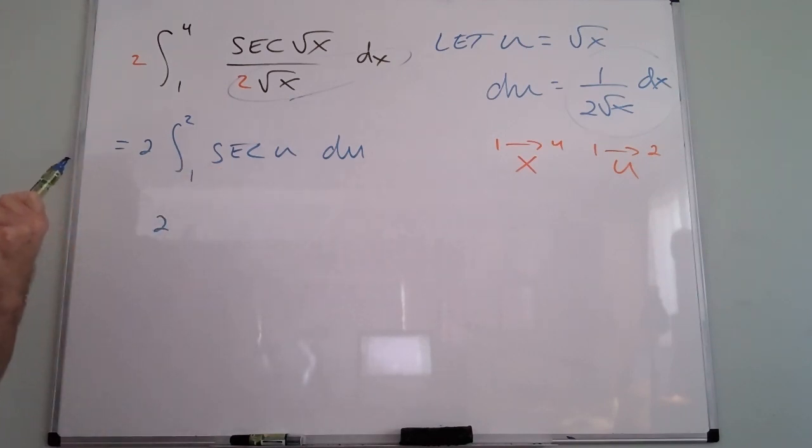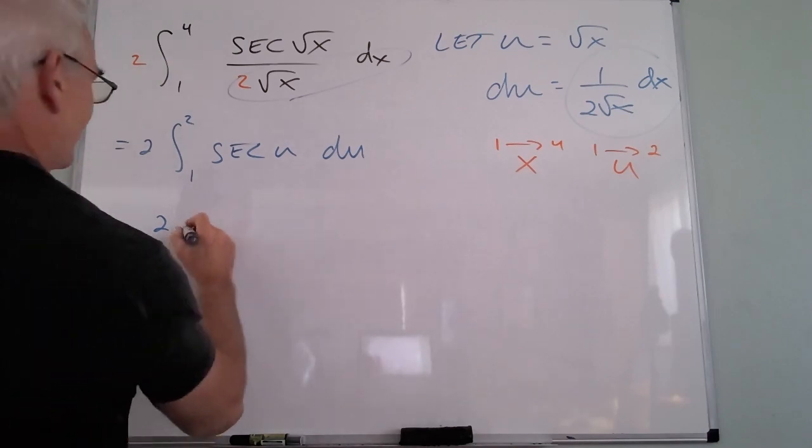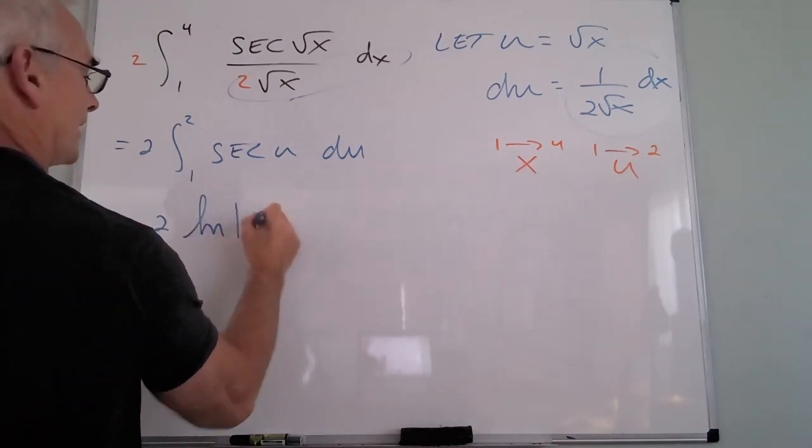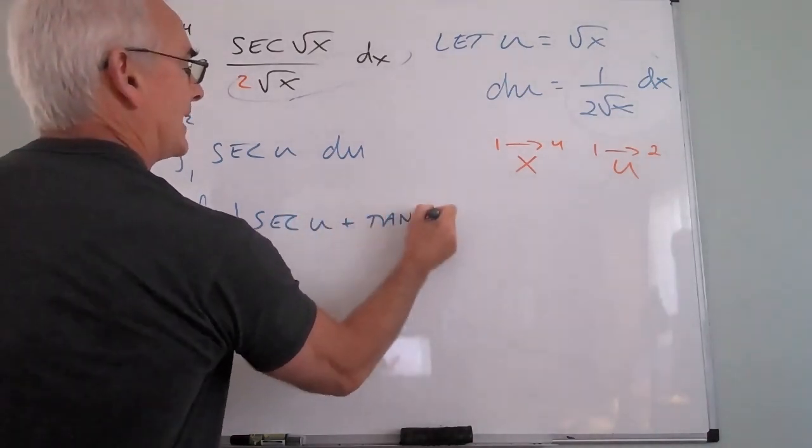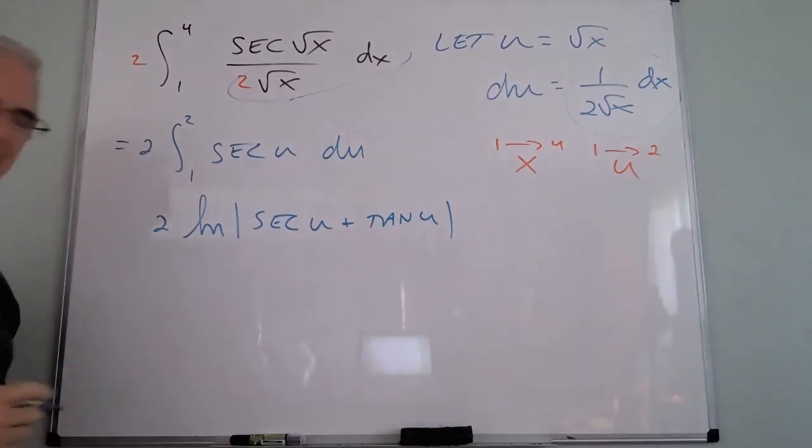Either you have a sheet of integrals sitting right next to you. Secant u plus tangent u? Yeah, natural log, absolute value. Don't forget the absolute value. That is important. You do not have to re-derive this. You just got to write it down somewhere.